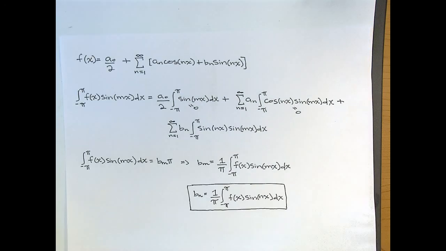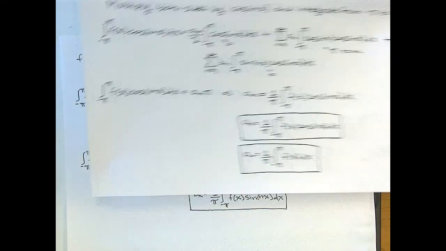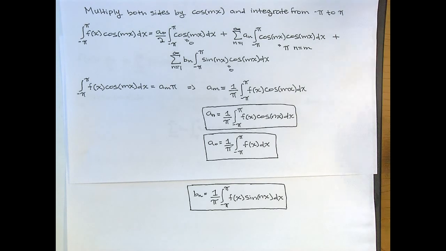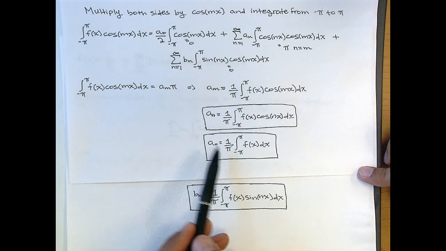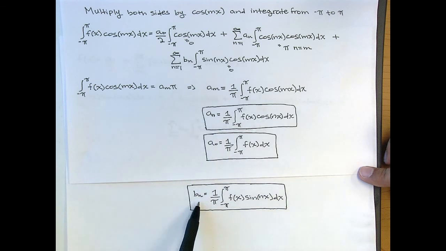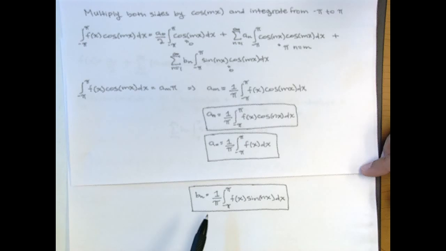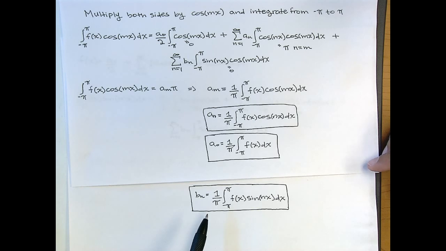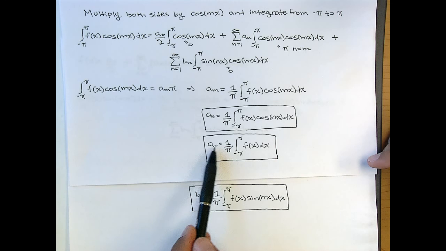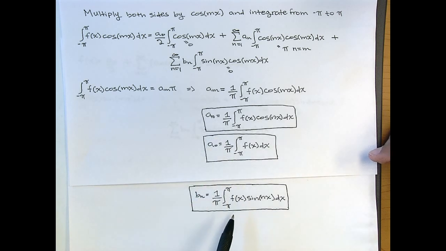Okay, so let me summarize now. We've calculated our Fourier coefficients: this is a0, this is a sub n, and this is b sub n. In the next video, what I will do is take a function and calculate the Fourier series associated with that function, using our knowledge here.